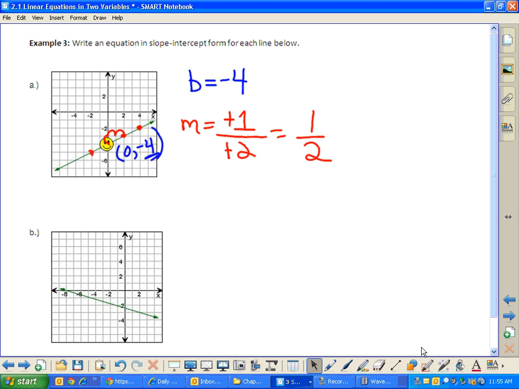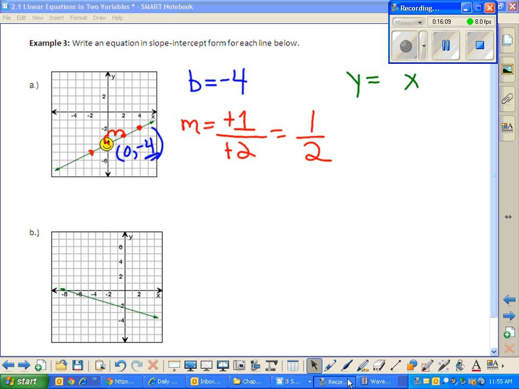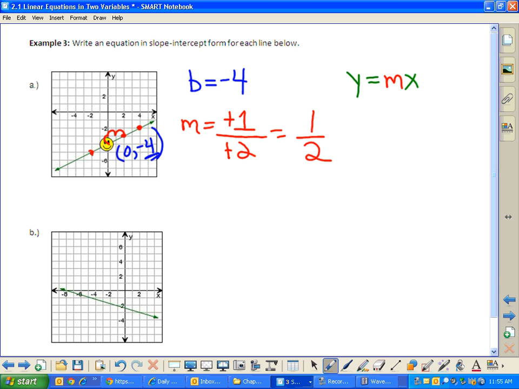So if I want to write an equation of the form y equals mx plus b, I'm going to take my m and take my b and fill them in. So this is going to be y equals, my m was 1/2, x plus my b value. -4 was my b value. So I have y equals 1/2 x minus 4. Are there questions about that?